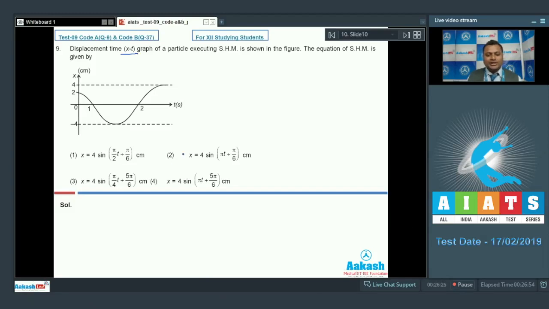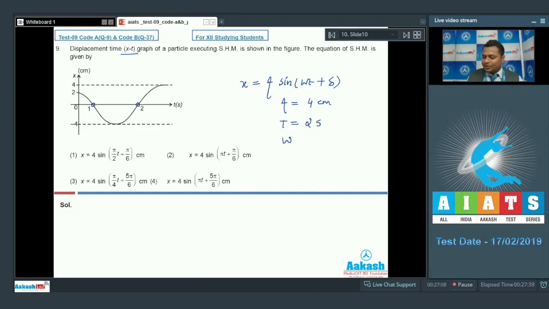Now we have to calculate the equation of SHM. We know that the general equation of SHM is given by x equals A times sine of (omega t plus delta), where delta is the initial phase, A is amplitude, omega is angular frequency. After observing the curve, we can say that the amplitude is 4 centimeter. We can guess the time period from the graph: half of a cycle, that is the pure negative cycle, is covered in 1 second. It means the total time period is 2 seconds.